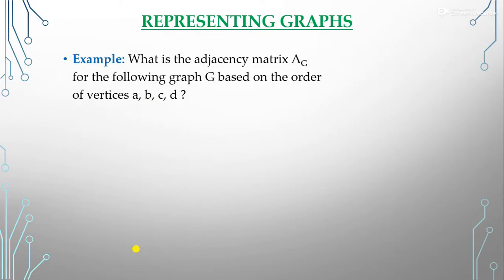Let's take an example here. What is the adjacency matrix AG for the following graph G? Here we have a graph on the vertices A, B, C, D. There are four vertices, and we need to form the adjacency matrix. So what will that be?